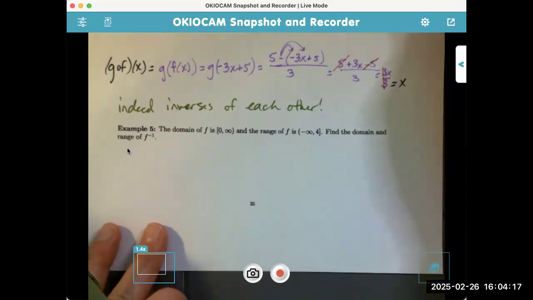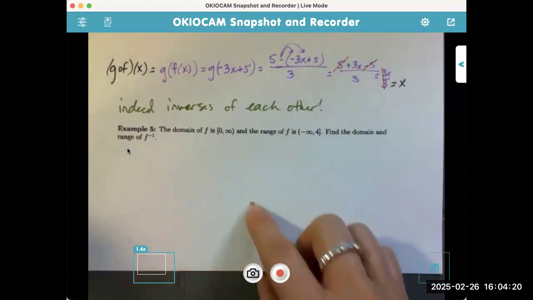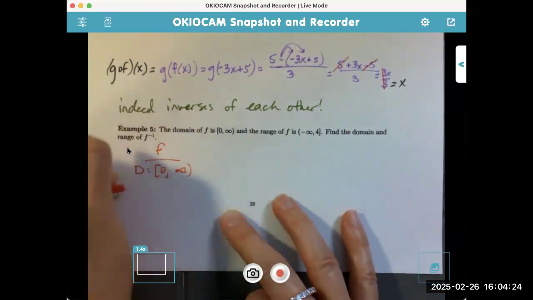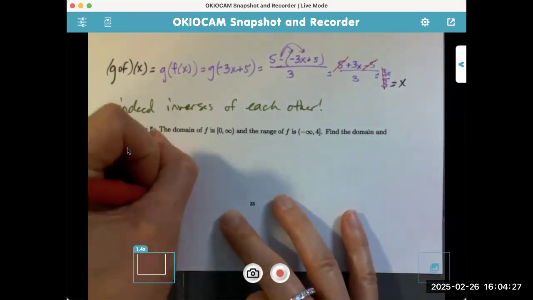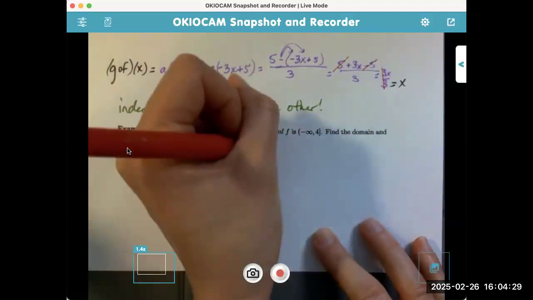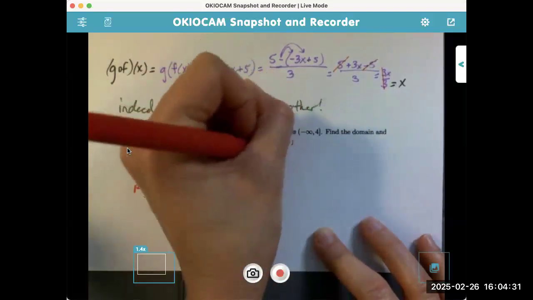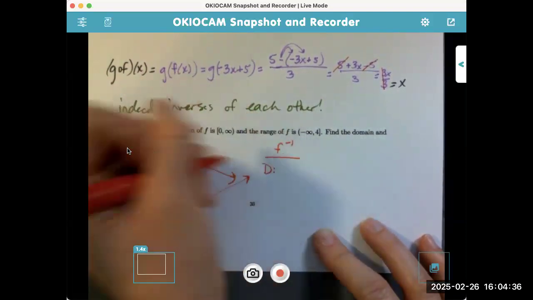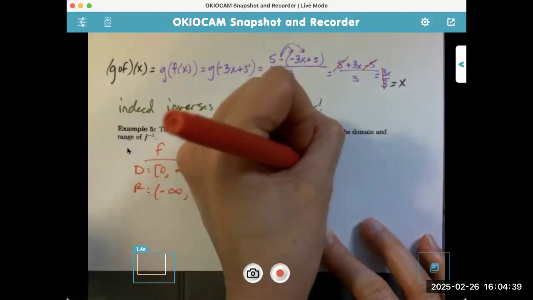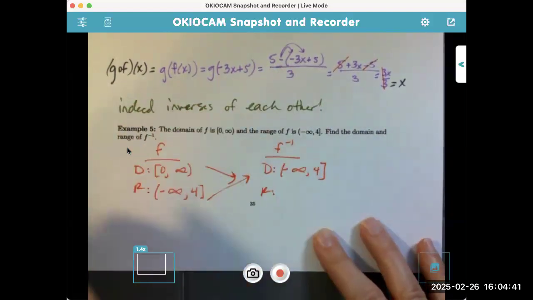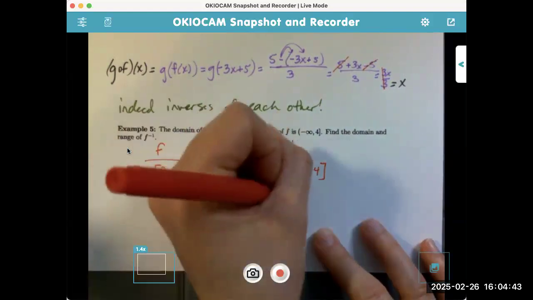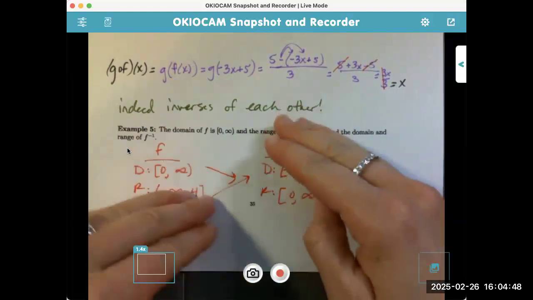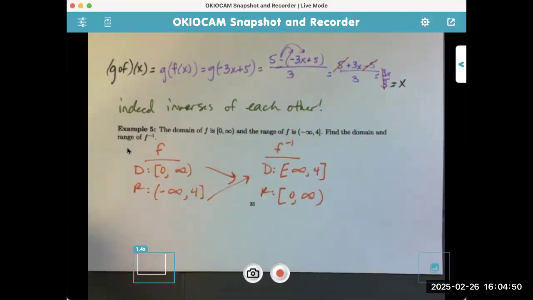Okay, so if for S, the domain is 0 to infinity and the range is negative infinity to 4, if I say find the domain of f inverse, well, remember they just switched. So the domain is the old range, so negative infinity to 4. The range is in bracket 0 to infinity. It is that simple, okay? Literally you just swap them, okay?